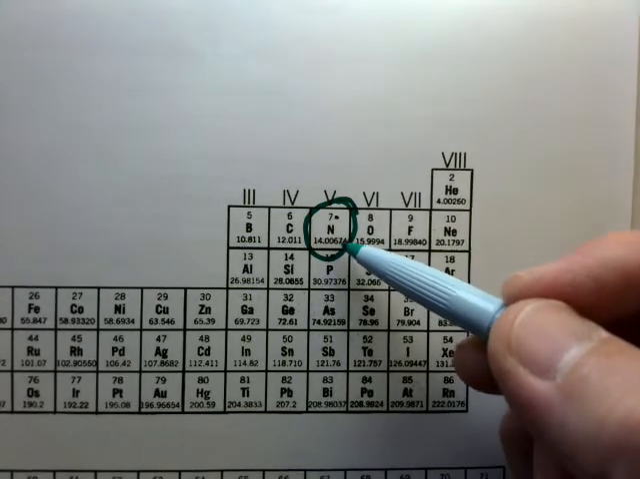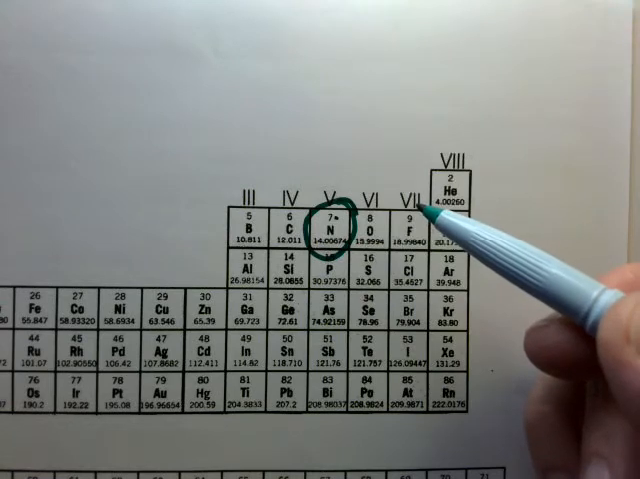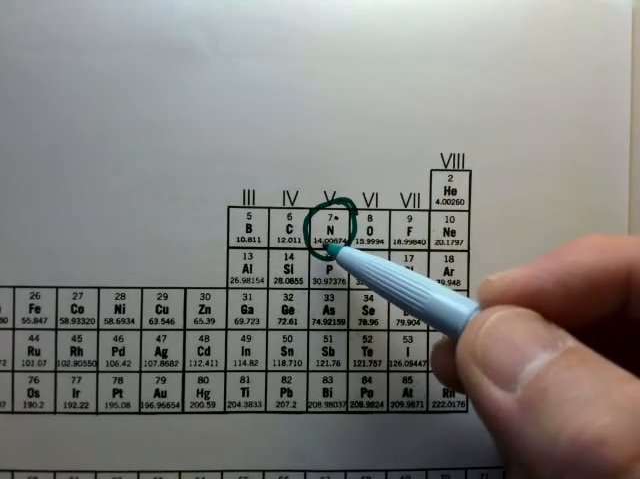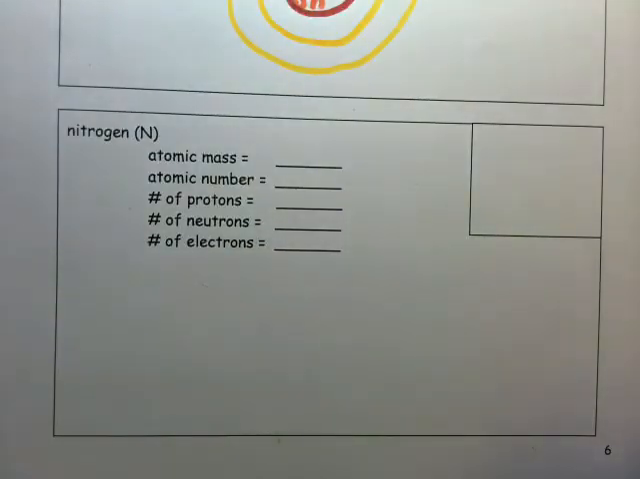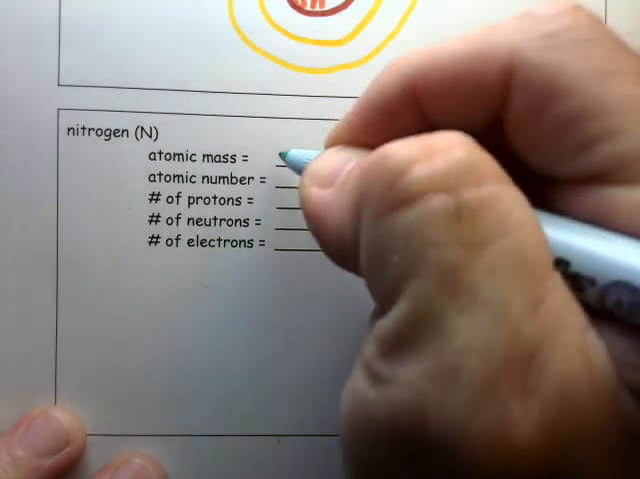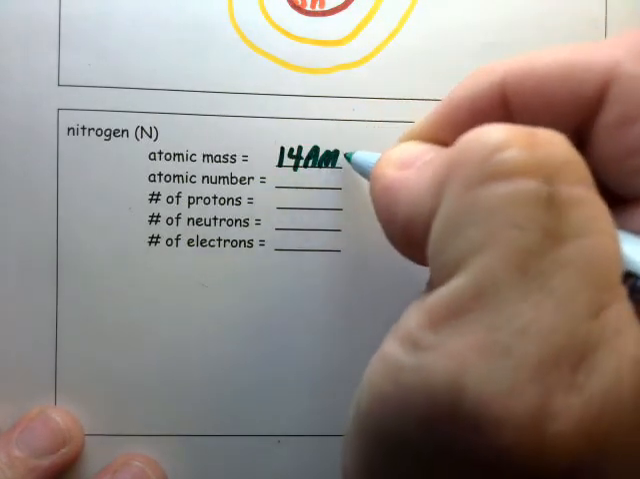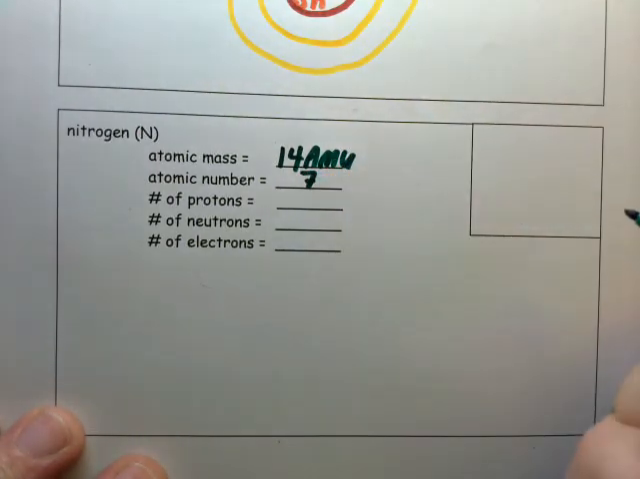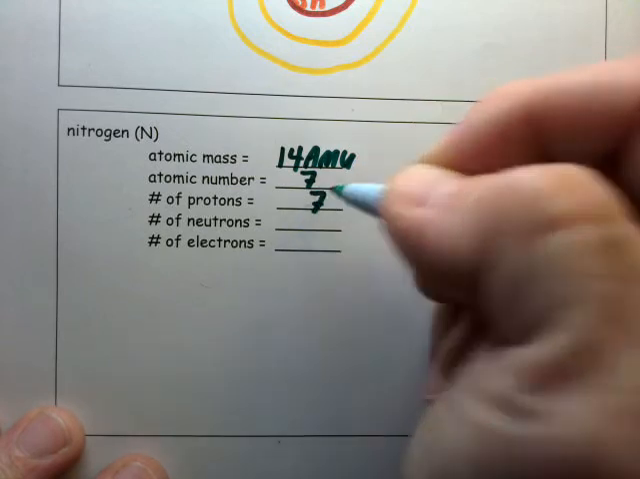If you're wondering why that's valid, why it's okay to take the liberty of rounding that, I will explain that in a future video. But for right now, just trust me, it's okay to round that to the closest whole number, which in this case is 14 AMU. So with that in mind, the atomic mass of a single nitrogen atom is 14 AMU. The atomic number, we just looked it up, it's 7. The number of protons is 7 because they mean the same thing.